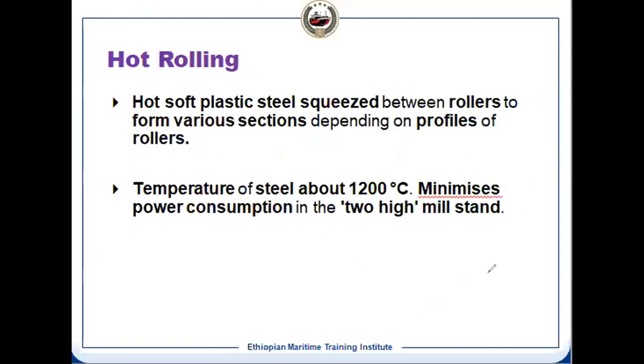It gives a layer so that the outside moisture is not in contact with the metal. Hot rolling, we have seen the squeezing by roller; there was one diagram I explained to you. Through the roller, it squeezes the metal and gives different thicknesses of the plate. And at a temperature of about 1200 degrees centigrade, we do it so that power consumption is less. As the temperature increases, your material becomes softer and the power consumption will be less.